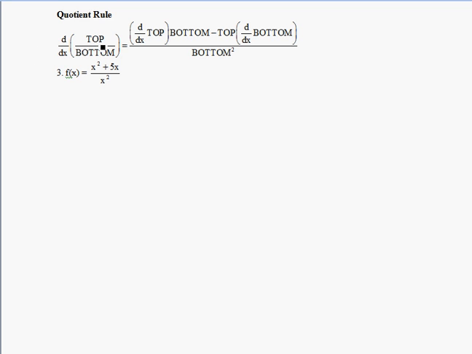Okay, we'll look at the quotient rule here. If the quotient of two functions, the derivative is equal to the derivative of the top times the bottom minus the top times the derivative of the bottom all over the bottom squared. So you can read that.